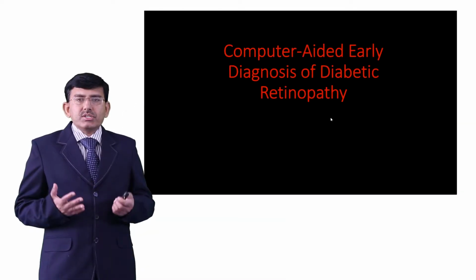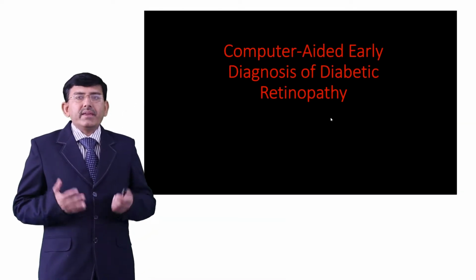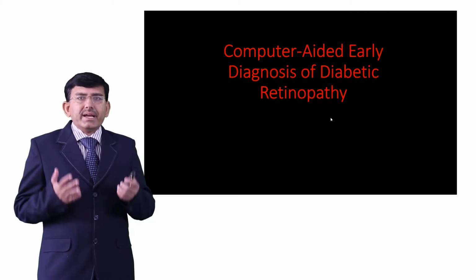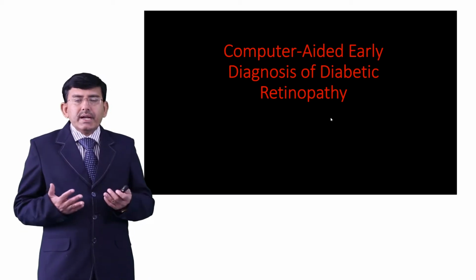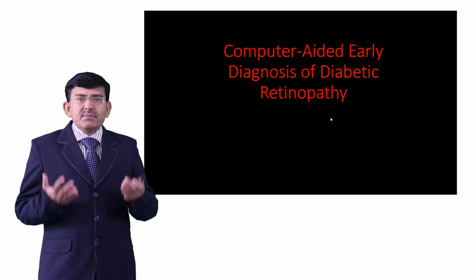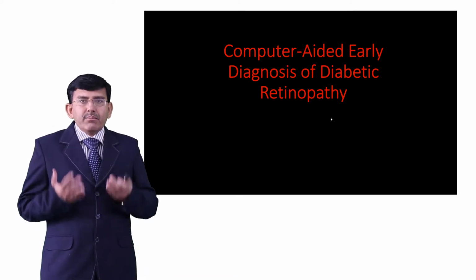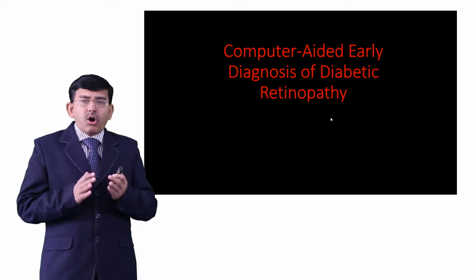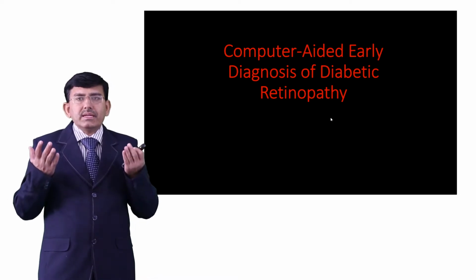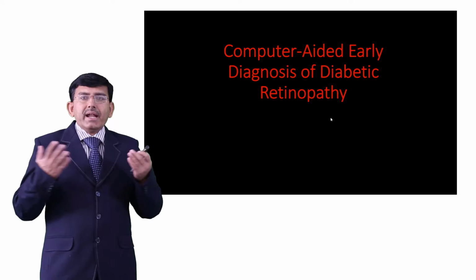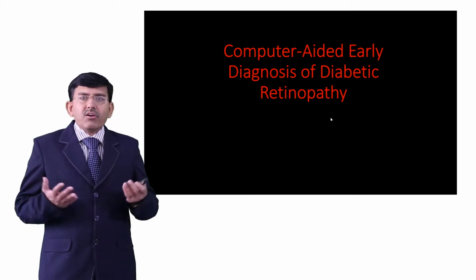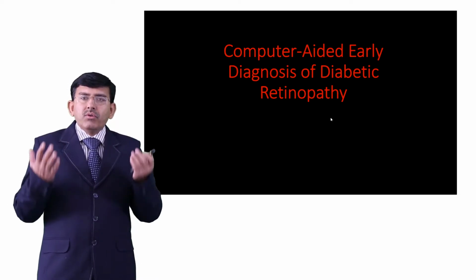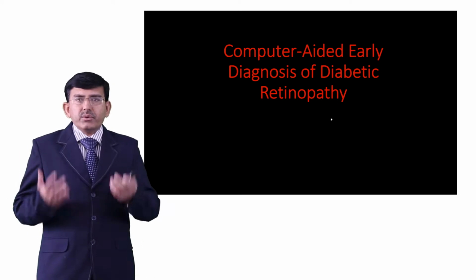Biomedical image processing course. Today we will continue a topic based on computer aided early diagnosis of diabetic retinopathy. Here our objective is to make a system automated so that if we give a fundus image as an input, it is able to identify all possible lesions of the diabetic retinopathy and make the image grading. This type of work we are going to highlight in today's talk.